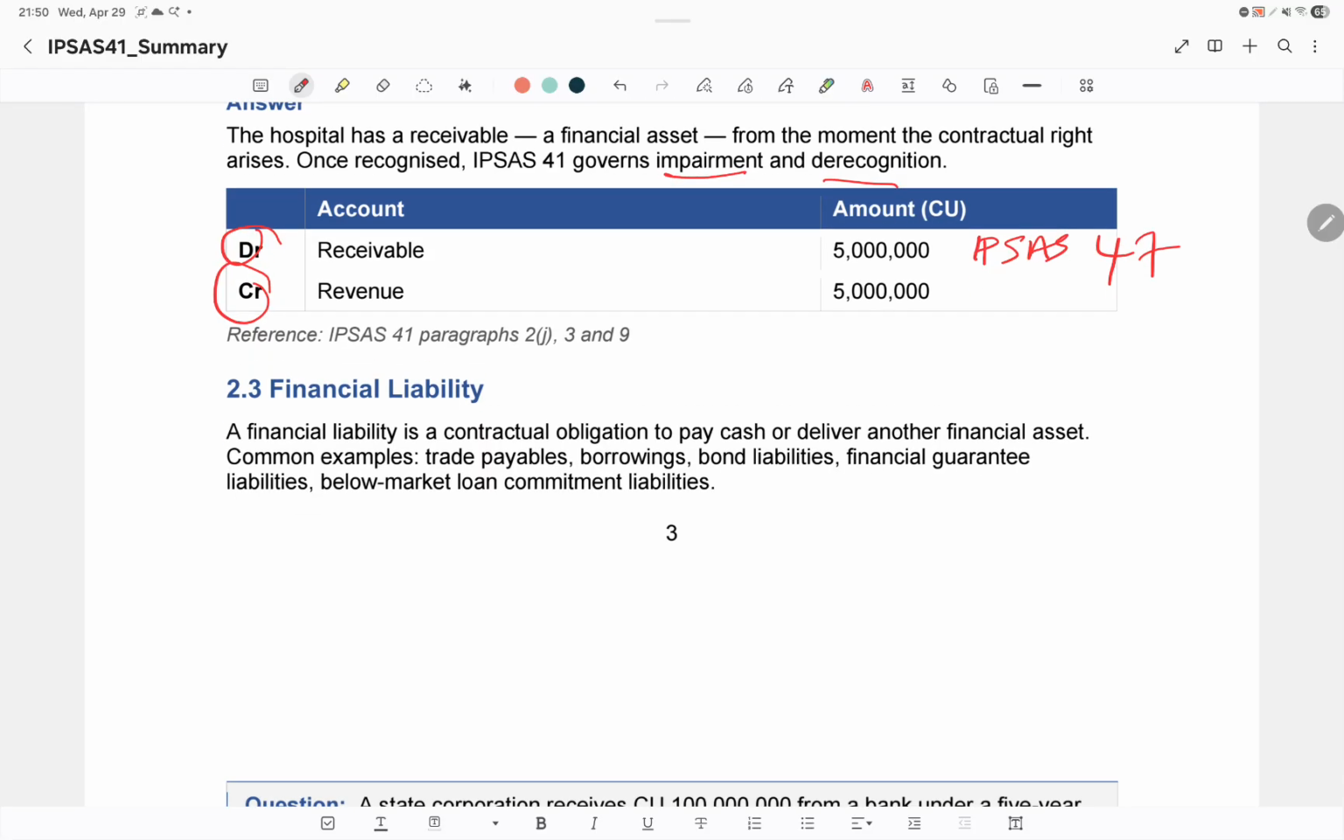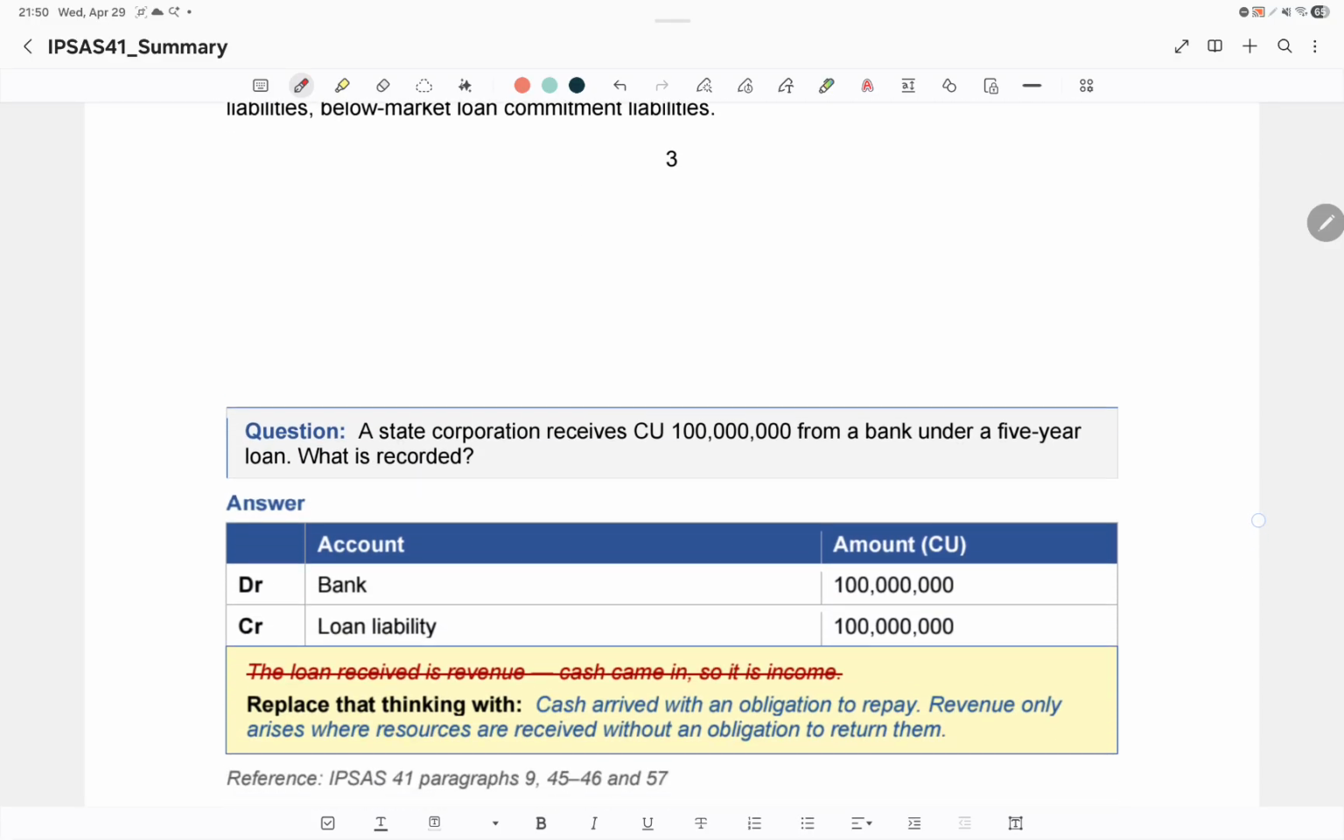Okay, financial liability. A financial liability is a contractual obligation. The other one was a right. An obligation to pay cash or deliver another financial asset. Examples: trade payables, borrowing, bond liabilities, financial guarantees, below market loan commitments.